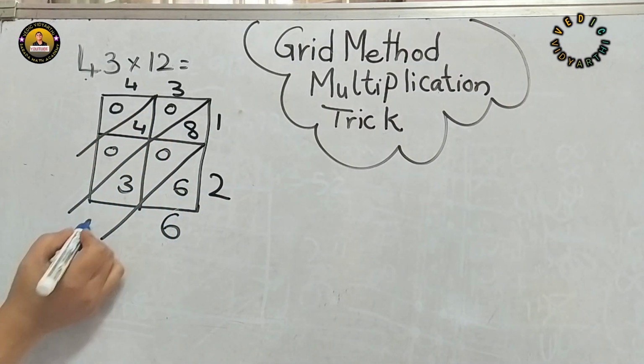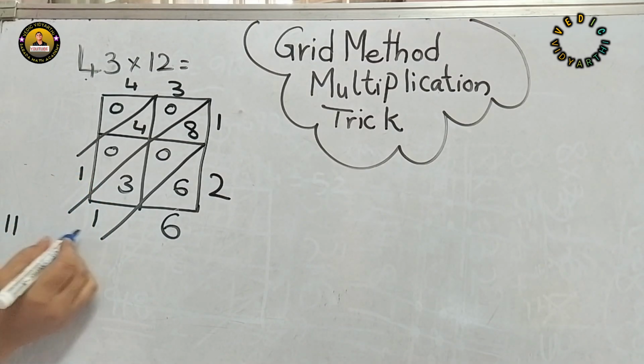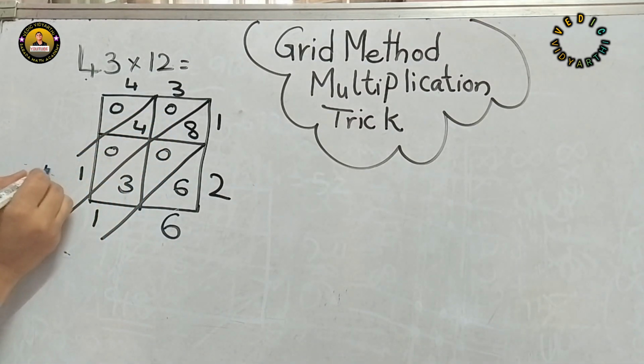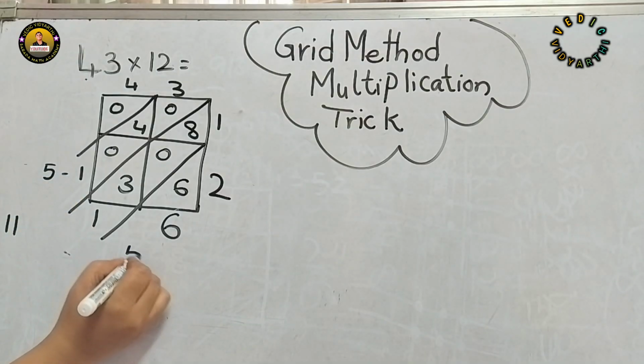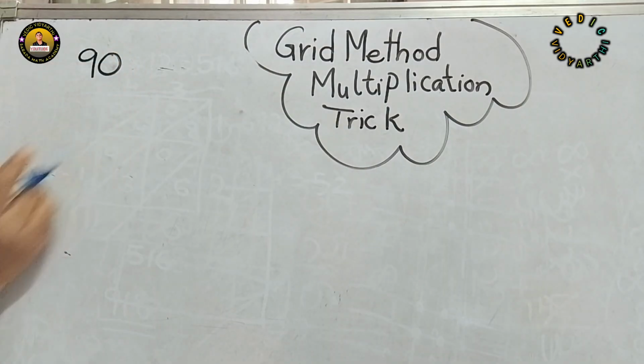8 plus 3, 11. One on this side and the other one on this side, 11. Now 4 plus 1, 5. So the answer is 516.